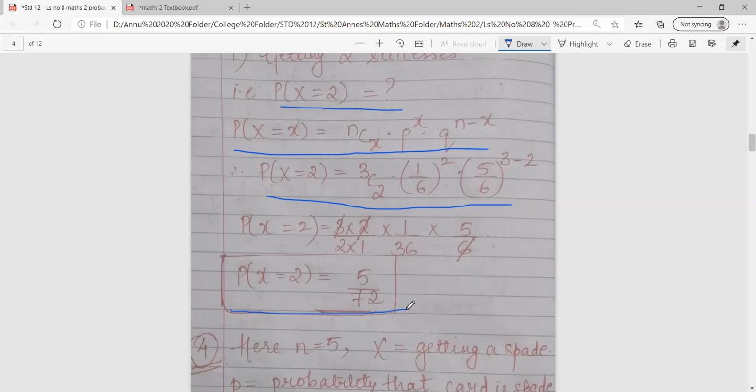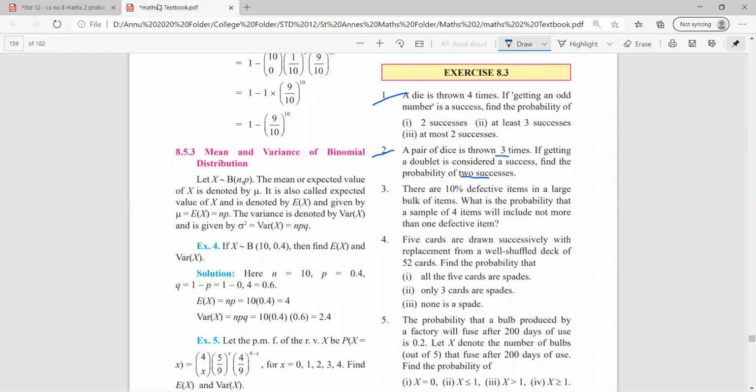You can keep it as a fraction, or you can change it to a decimal, whatever you feel is easy. So with this, class, the second sum is also over. Now coming directly to sum number 4, because we are covering all the easy types of sums first.